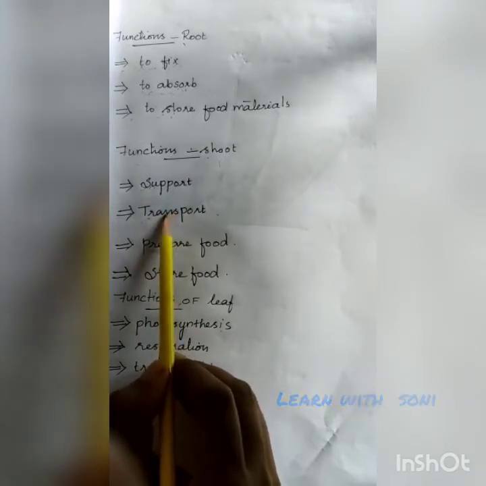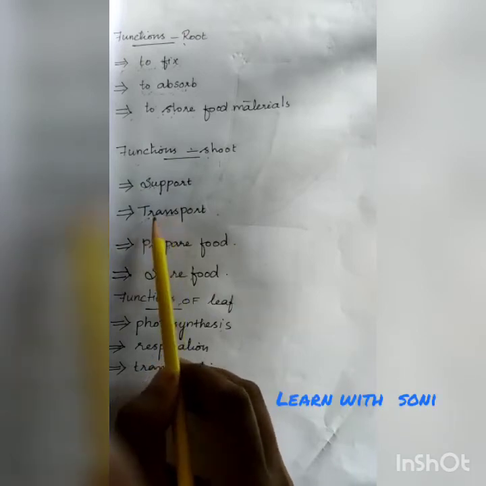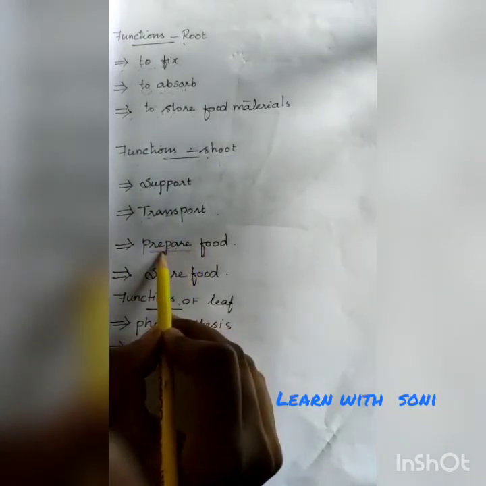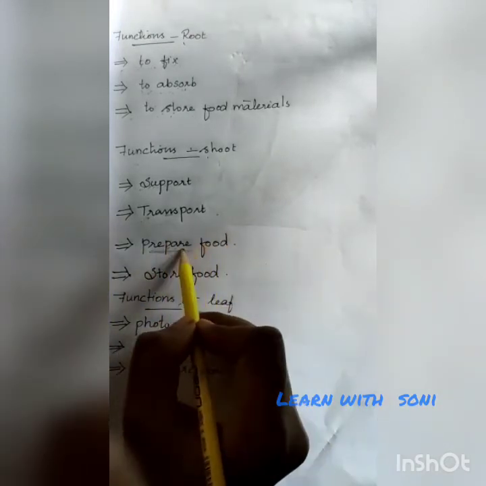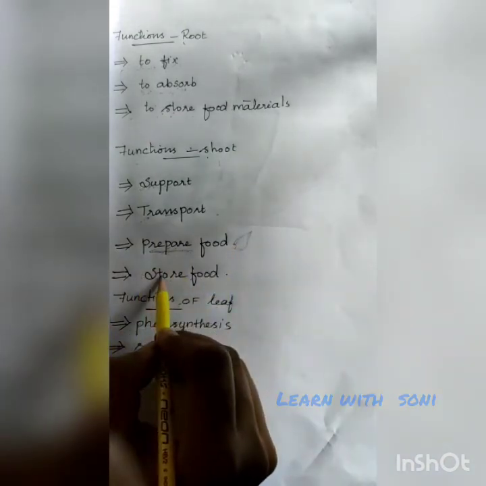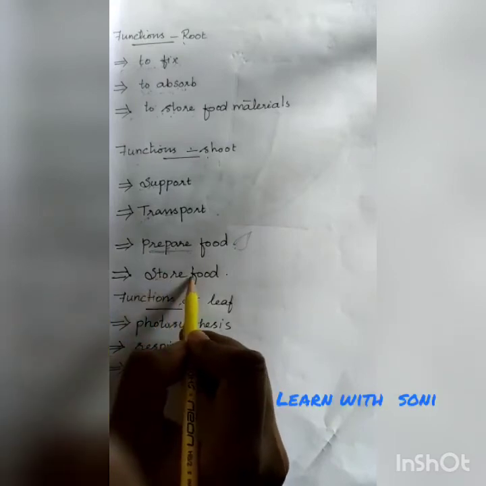Roots absorb water and minerals from the soil. You know that. Minerals mean what? Minerals are solid substances naturally occurring in the soil. Did you understand? After that, the leaves prepare food. The prepared food is transported from the leaves to other parts of the plant through the stem. Also in the shoot system, some plants like sugarcane store food materials in it.